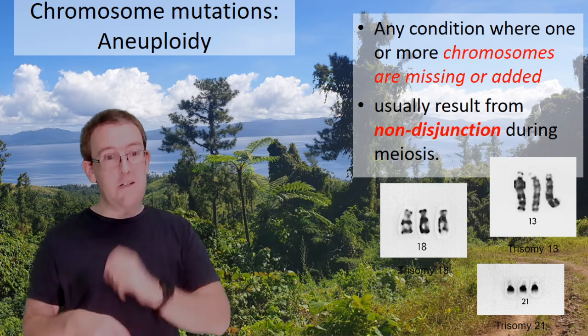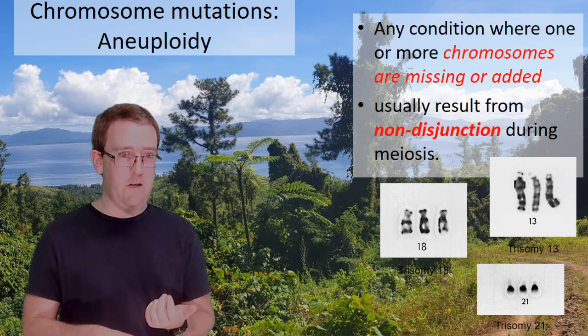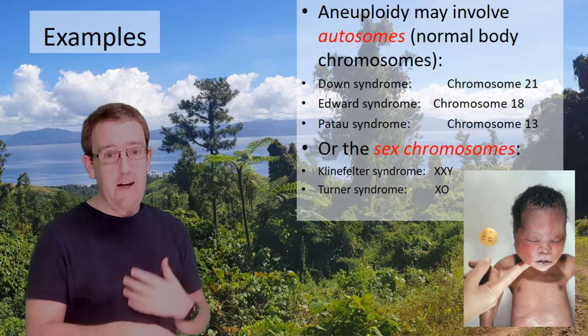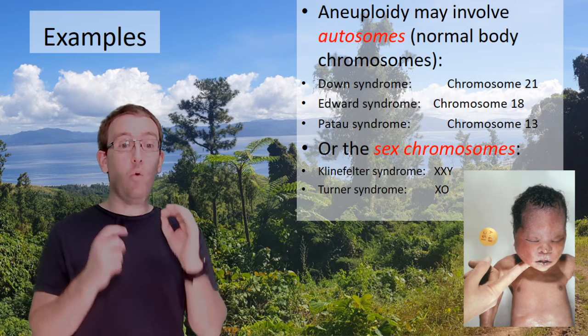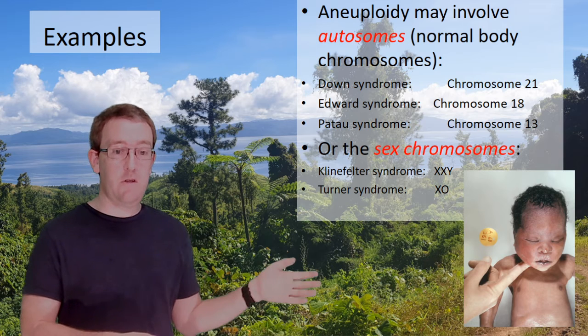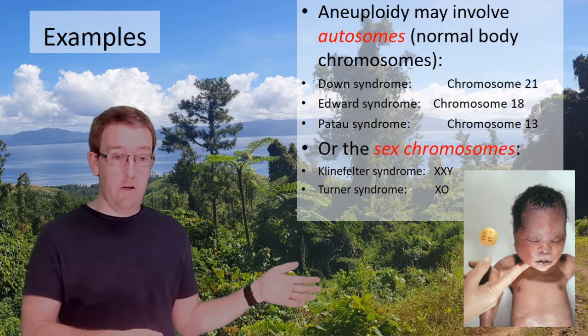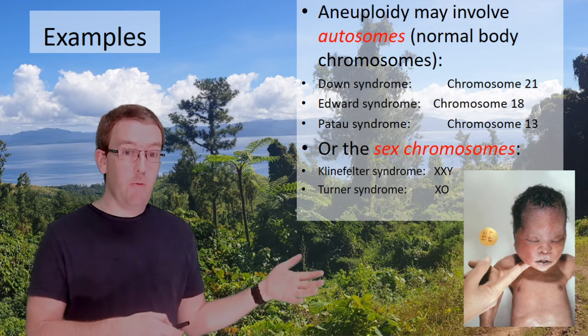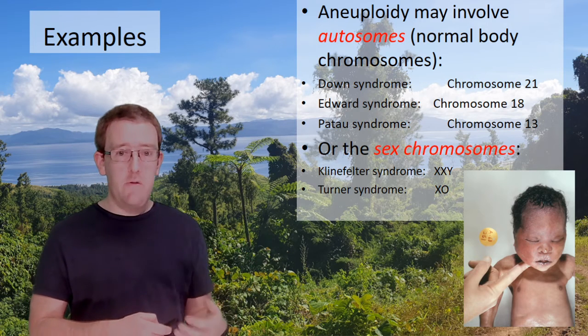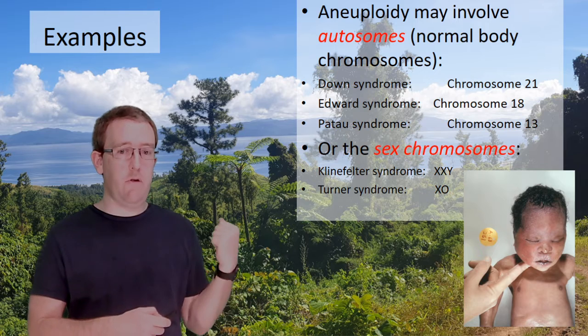The most famous example of this is, of course, Down syndrome. But there are many others as well. So aneuploidy may involve lots of what we call autosomes, the normal body chromosomes. Down syndrome, possibly most famous, and this child here is displaying a normal appearance of a Down syndrome newborn. And that's the triplet at chromosome 21. Then you've got Edwards syndrome at chromosome 18, Patau syndrome at chromosome 13.